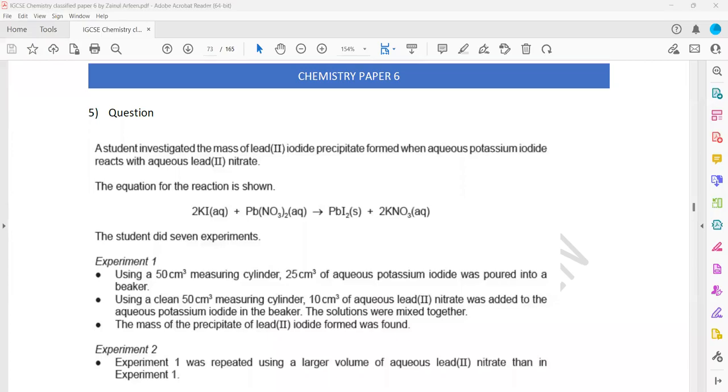So this one is a classified paper 6 question from acids, bases, and salts. In the question, a student is investigating the mass of a lead iodide precipitate formed when aqueous potassium iodide reacts with aqueous lead nitrate. It's a precipitation reaction: when we mix two salt solutions and a solid is formed. These types of reactions are known as precipitation reactions, and you should be able to write the ionic equation for precipitation reactions.